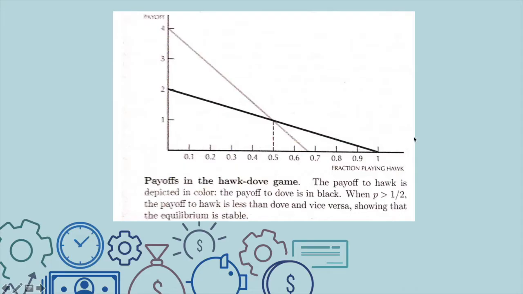So this is the graph for the hawk and dove game. As you can see, the payoff to dove here is the black line. This is the fraction playing hawk. This is the payoff. So when p is greater than a half, the payoff to hawk is less than dove, and vice versa, showing that the equilibrium is stable.